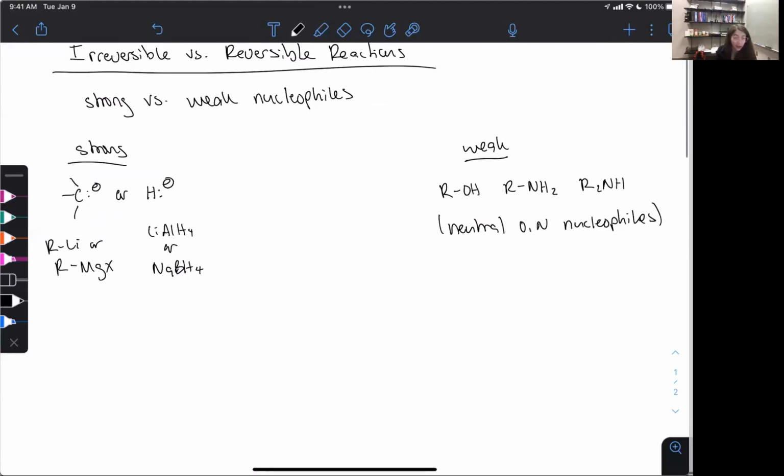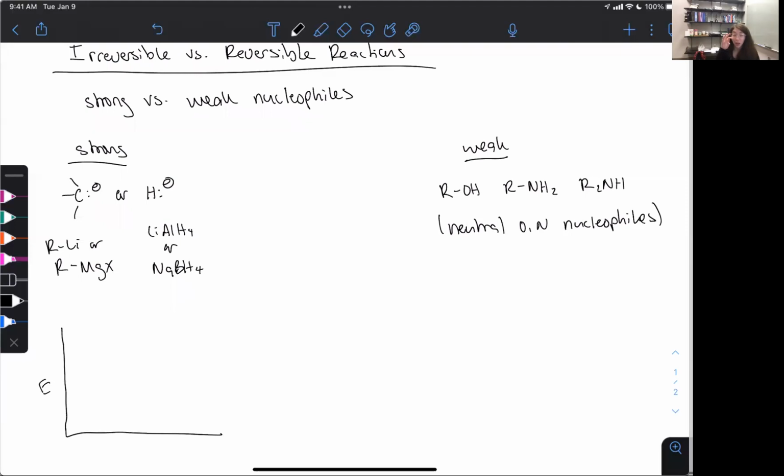Okay, so if we look at the actual breakdown of what these two reactions look like, and why one is reversible and one is irreversible, it helps to look at the reaction coordinate diagrams a little bit. So if we look at the reaction coordinate diagram for the strong compounds, these are the reactions we've been doing so far with the Grignards and the hydride reagents and all of that stuff.